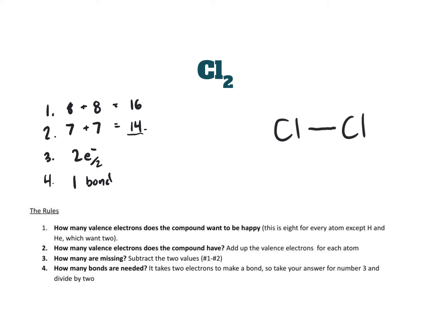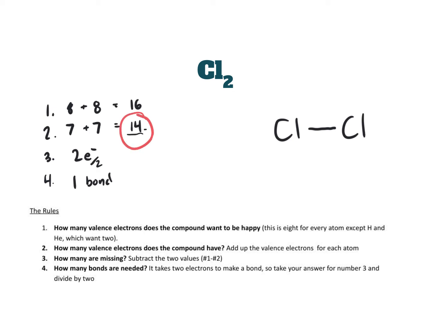All right, can I leave it like this, though? Is this the right answer? Let's see if anybody's happy. Well, this chlorine only has 2. Nope, no one's happy at this point. So now we have to go through and make sure we have enough dots for everybody to be happy.